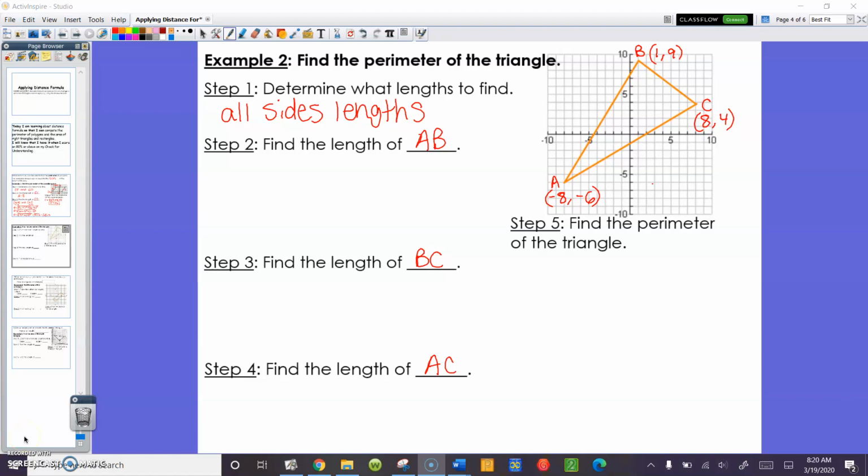Okay, let's write down our ordered pairs for AB. We have -8, -6, and we have 1, 9. So this is x1, y1, x2, y2. All right, let's plug it into our distance formula.